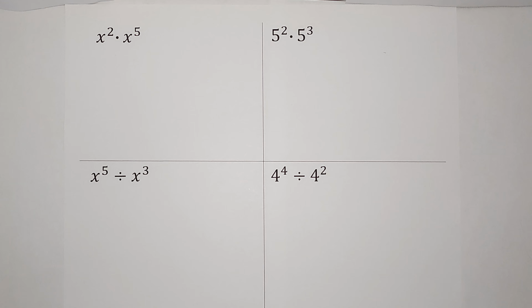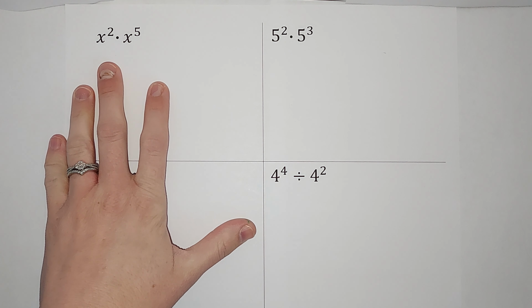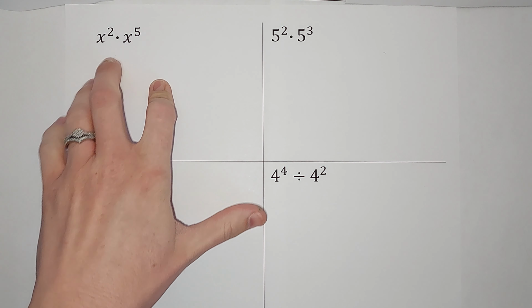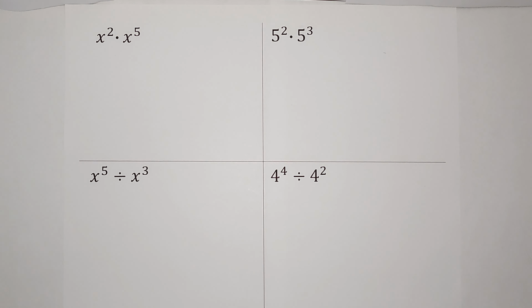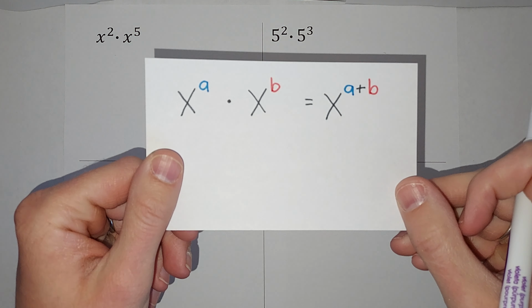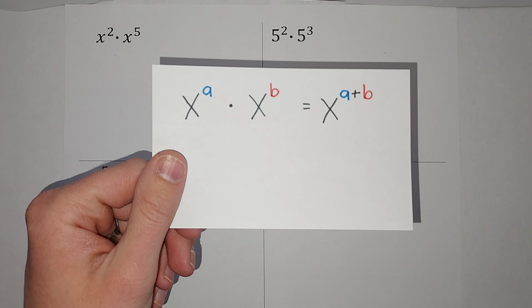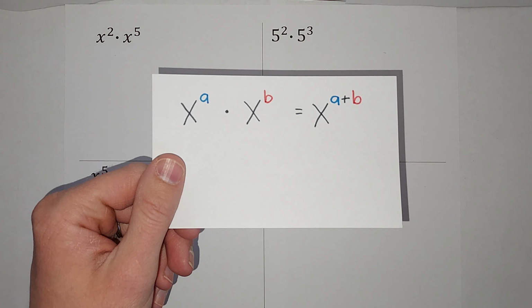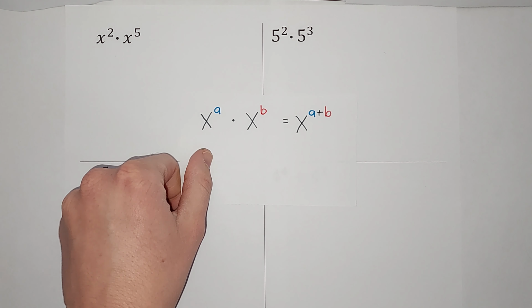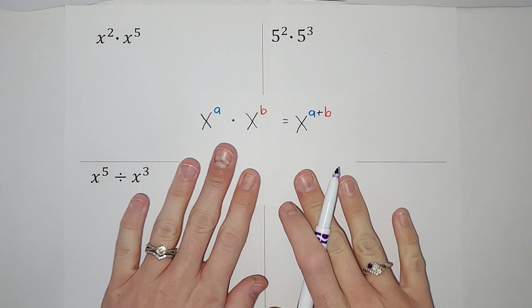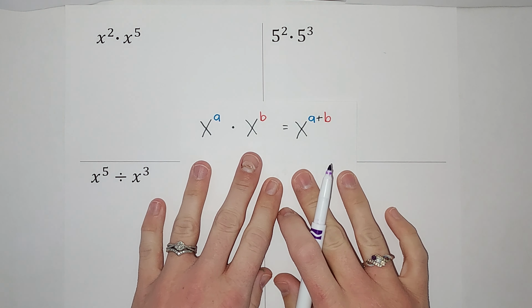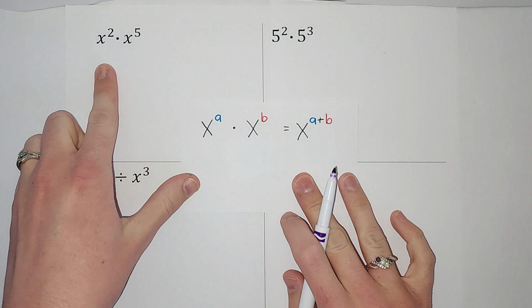Okay, so here we have x squared times x to the fifth, okay? I'm going to show you a little card, and don't be scared, all right? So we have x to the a power times x to the b power equals x to the a plus b power. If you're like, why did you even show me that? That's stupid. I don't get it. I have been there before. I just know for some people's brains, this helps to see it like this. If this doesn't help, just follow me along here, okay?